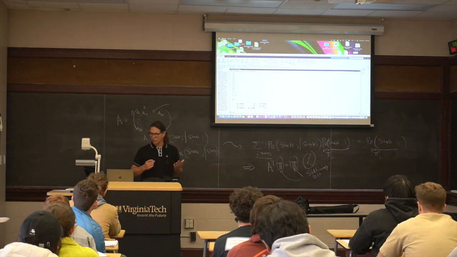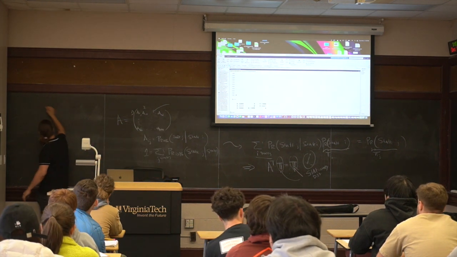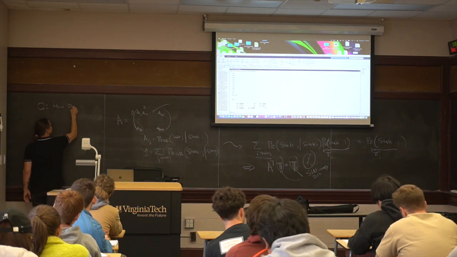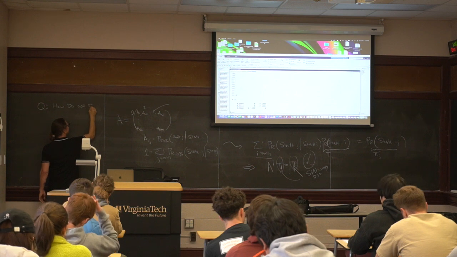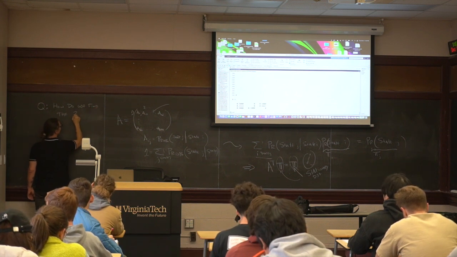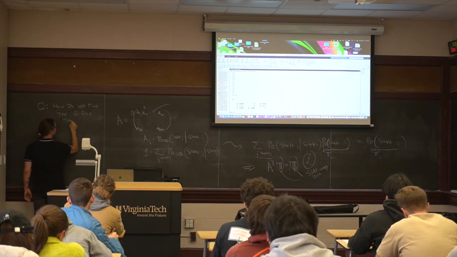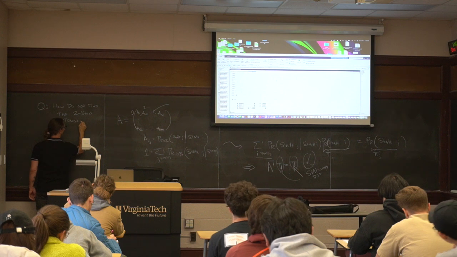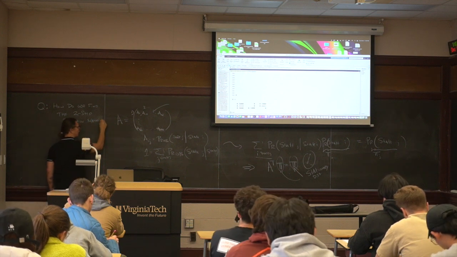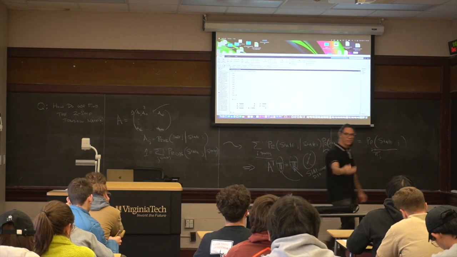Okay, a limiting distribution. Here's a question. How do we find the two-step transition matrix? Let me just be more clear about this. So this is the one-step transition matrix. It tells us how to step.